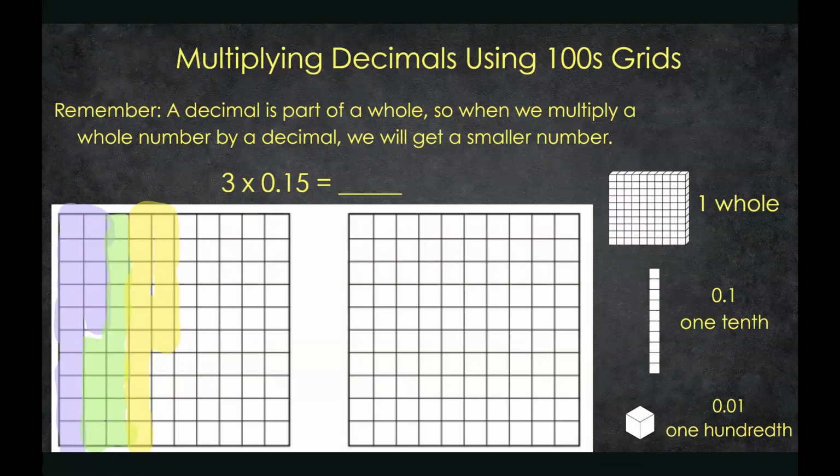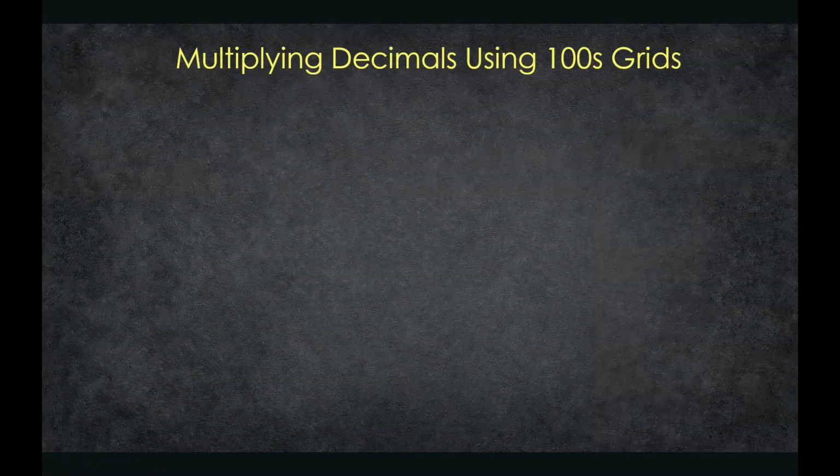So now I just have to count what I have. Well, I know I have 4 complete tenths, so that's 40 hundredths. And then over here, I have 5 extra hundredths shaded in. So if I were to combine those, 40 hundredths plus 5 hundredths, I would get 45 hundredths. So 3 groups of 15 hundredths equals 45 hundredths. All right, last problem that I am going to show you today.